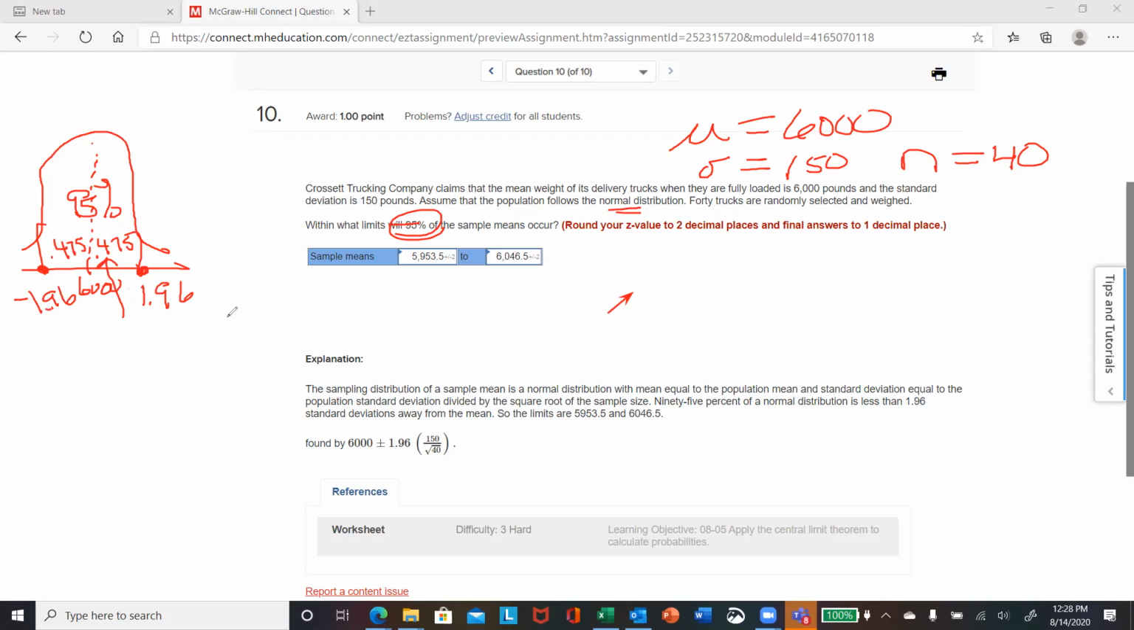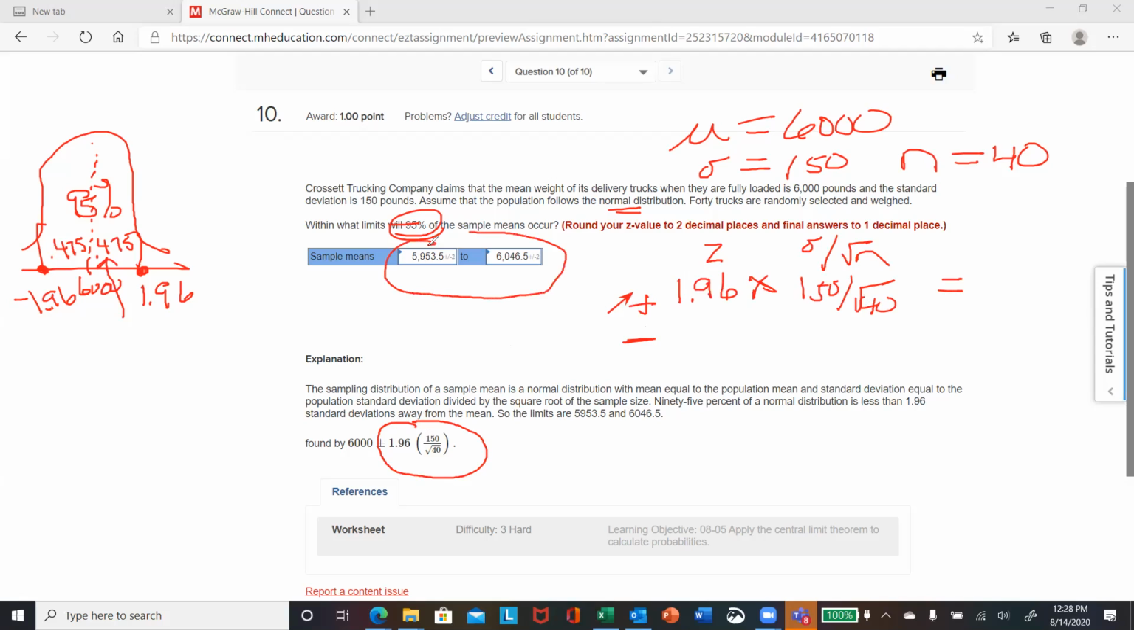And then since we know our Z value, you simply plug that into your equation and calculate your margin of error. So if you take your 1.96 Z and multiply that by your standard error of sigma over the square root of n, which in this case is 150 over the square root of 40, that's going to give you your plus and minus. So you got to do plus that and then minus that, and this will give you the upper limit and the lower limit on that one.